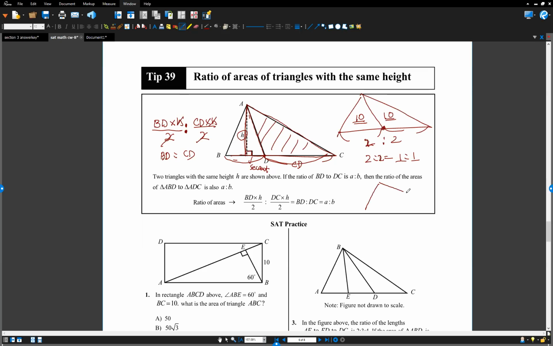Another one. If this is 1, this is 2, the ratio of the bases is 1 to 2. If this area is 10, what about the other area? Twice, because 1 to 2. Okay? Already twice.